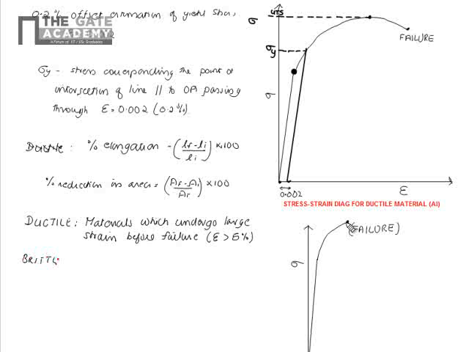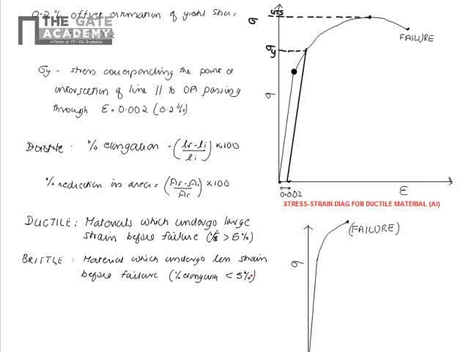And brittle materials are those materials which undergo very little strain before failure. Or we can say, when the percentage elongation is less than 5%, the material is brittle, and if the percentage elongation is more than 5%, we say the material is ductile.